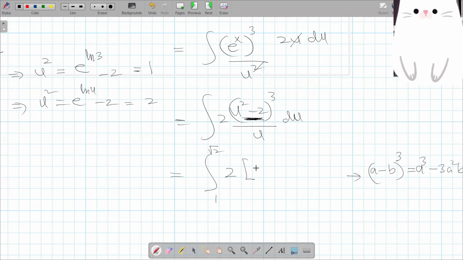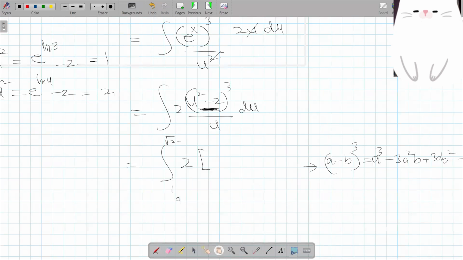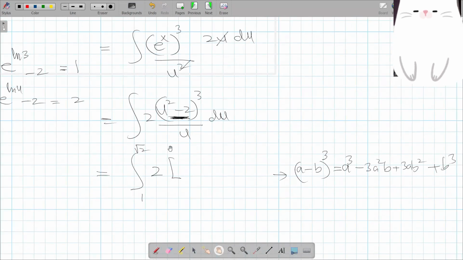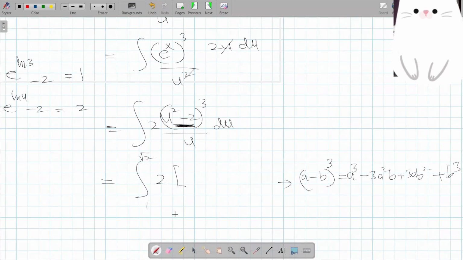Let's try it and open it up. Let's use this identity to expand this. The cube of the first term will be u to the power 6, minus 3 a squared b, which means u to the 4 and 2, plus 3ab squared, where a means u squared and b means 2.